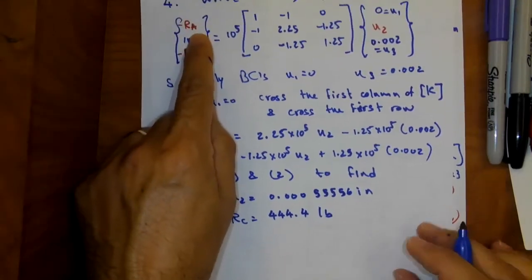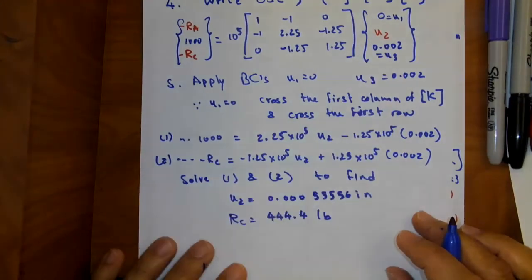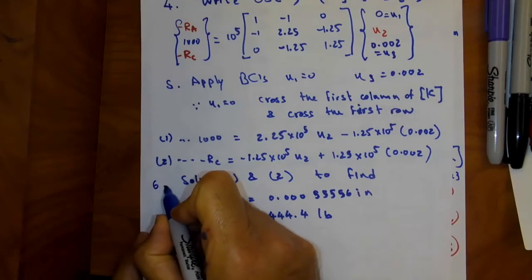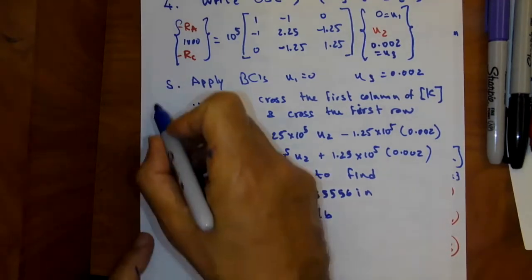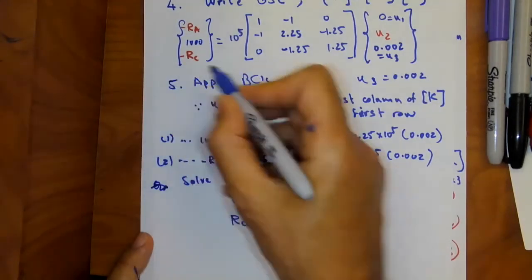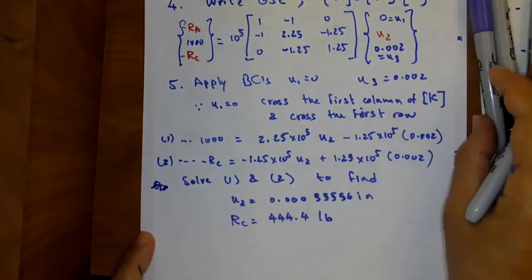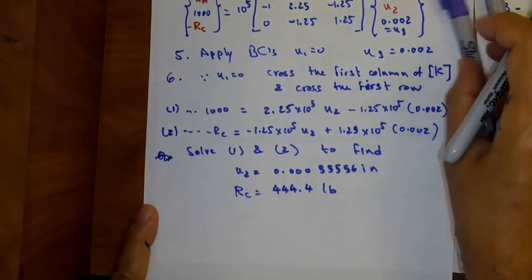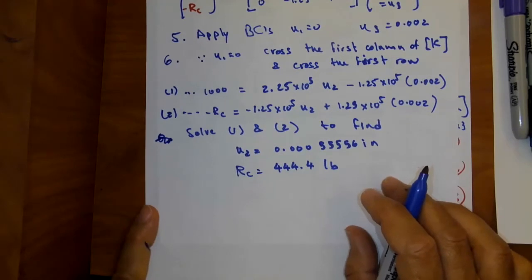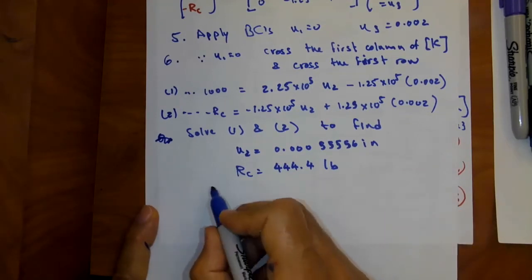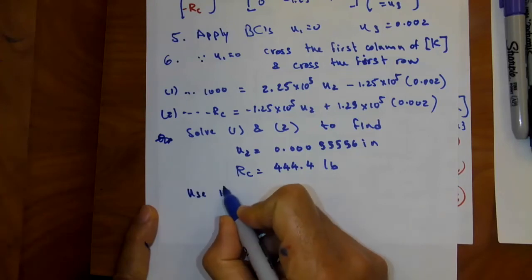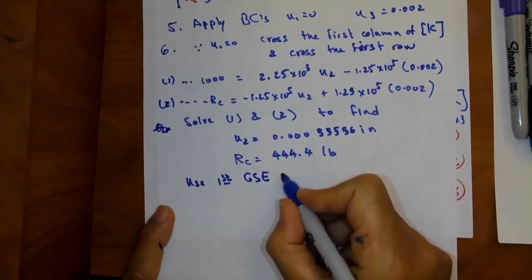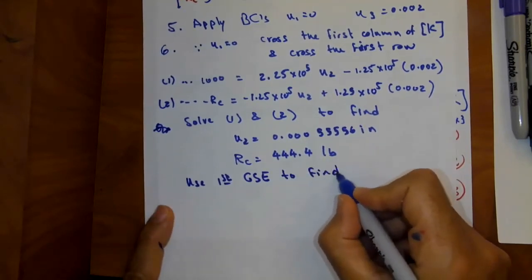Then I can come back and use my global stiffness equations. So this is step number 6. Actually, starting from here is step 6. So 5 is apply the boundary conditions, and 6 is to solve. So we started from here solving. And then we're going to use the first global stiffness equation to find RA.